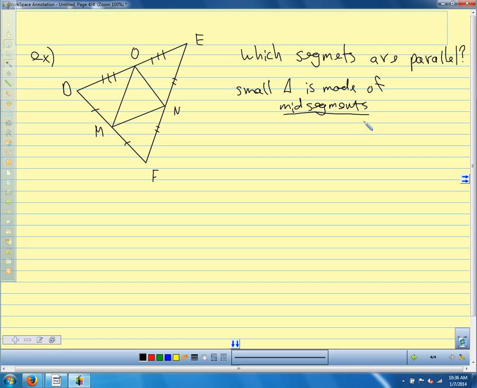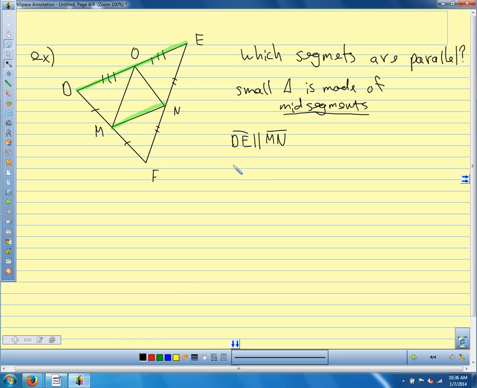So each side of the triangle is a mid-segment. So let's look at side DE. Let me get a highlighter going here. Segment DE is going to be parallel, since we have mid-segments here. What segment is DE going to be parallel to? MN. I'm going to highlight that. DE is going to be parallel to segment MN.